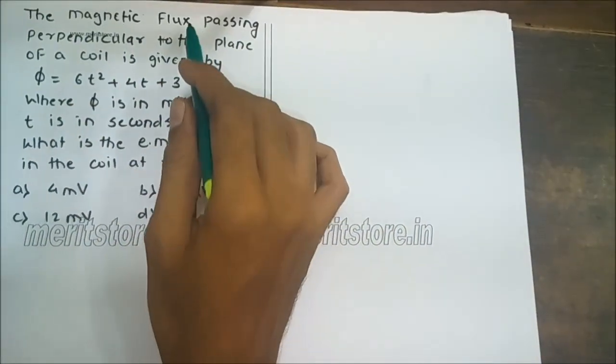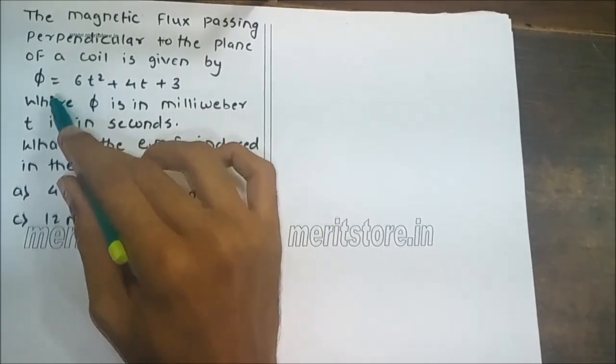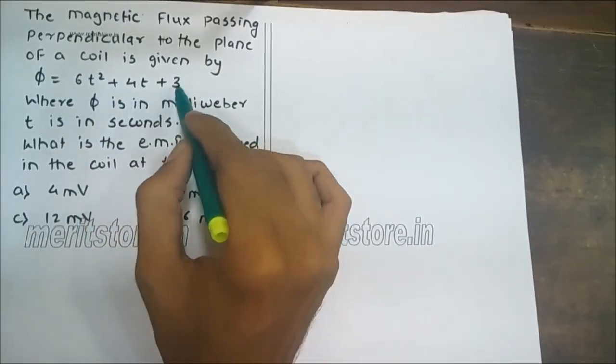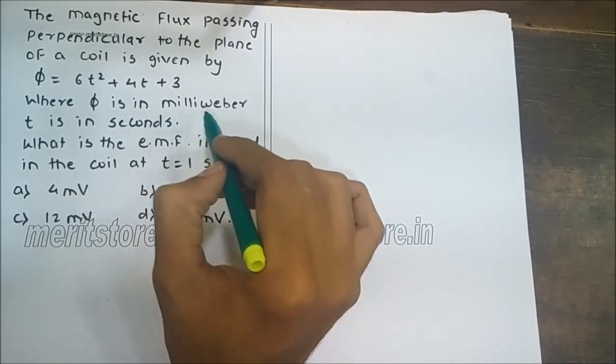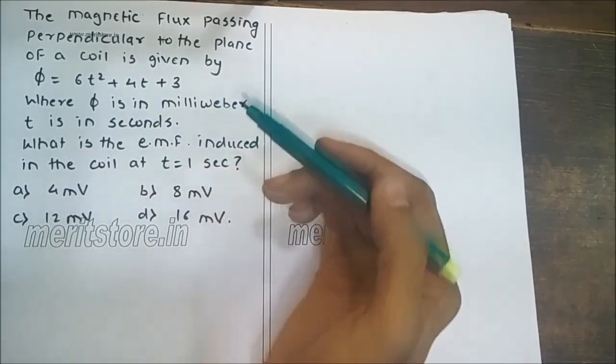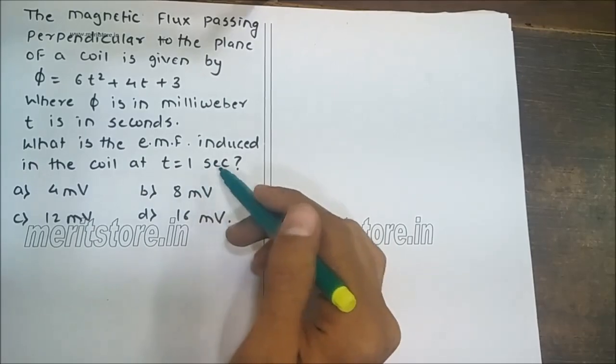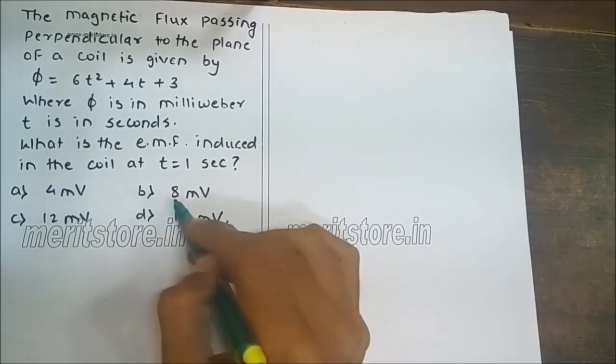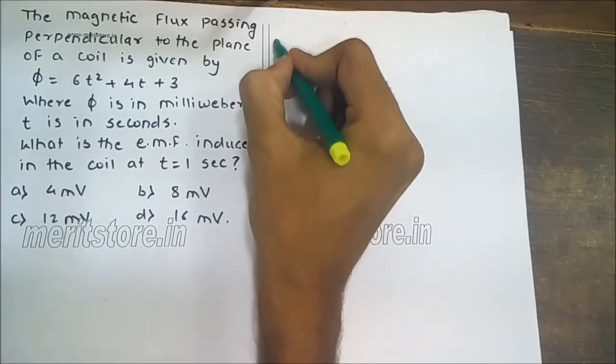A magnetic flux passing perpendicular to the plane of a coil is given by phi equals to 6t square plus 4t plus 3, where phi is in milliweber, t is in seconds, and what is the EMF induced in the coil at t equals to 1 second? 4 millivolt, 8 millivolt, 12 millivolt, or 16 millivolts.